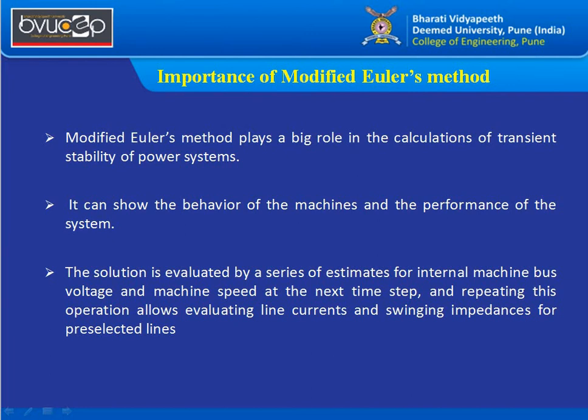So the solution is evaluated by a series of estimates for the internal machine bus and the machine speed at the next step, and repeating this operation allows evaluating the line currents and the swinging impedance for the pre-selected line. So this will be very beneficial, so that we can take preventive measures at the planning stage itself so that these transient conditions can be avoided.